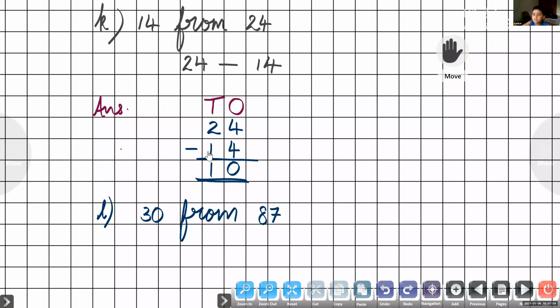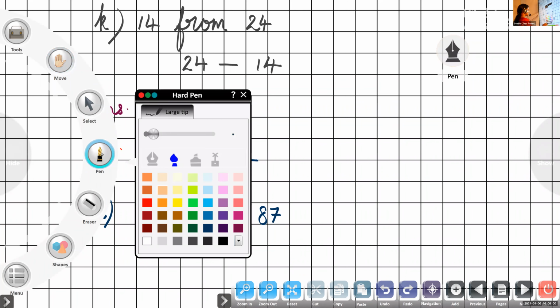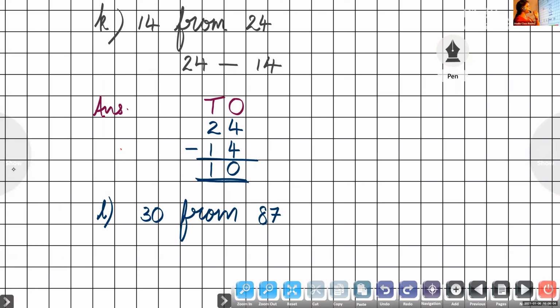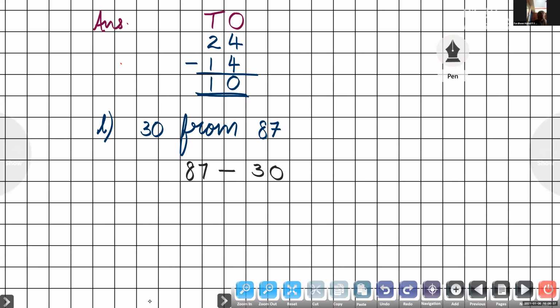30 from 87. That is the last question. Those who have completed K, find the answer for L. 87 minus 30. Find out the answer. 87 minus 30. Let us write the answer. 57.